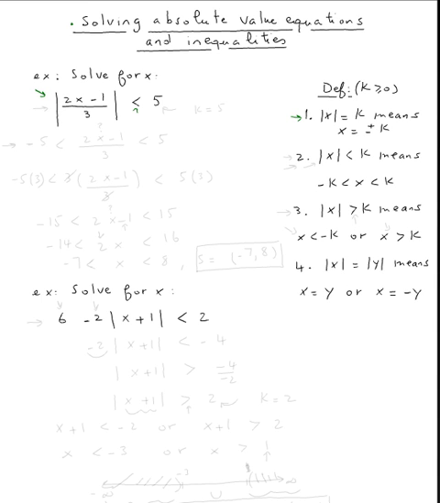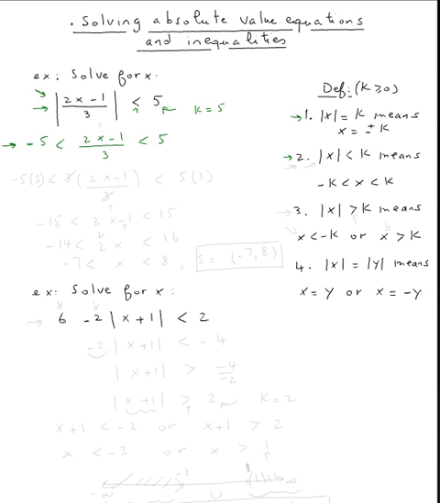But it looks exactly like number 2, so we can use number 2. What does number 2 say? It says that whatever is inside the absolute value is going to be between negative k and k. Remember, our k here happens to be 5. So whatever is inside the parentheses is going to be between negative 5 and 5.